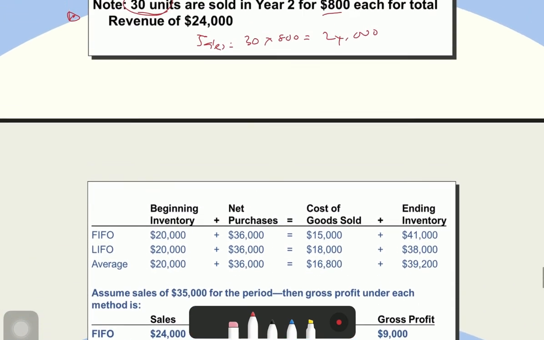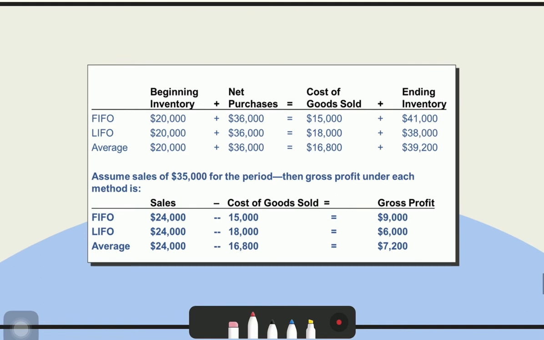So let's have a look here. If the company is using the FIFO method, the beginning inventory, the first yang dia beli, is 20,000, plus net purchase of the last they purchased, 36,000. So the cost of goods sold 15,000 plus 41,000. So mana dia dapat cost of goods sold 15,000.